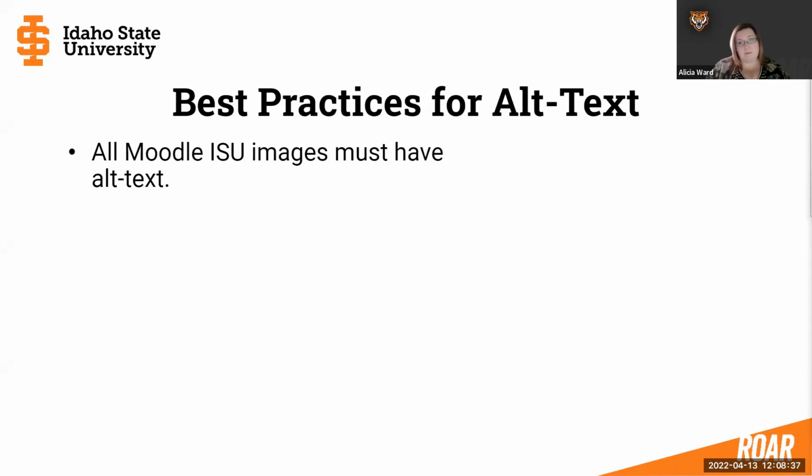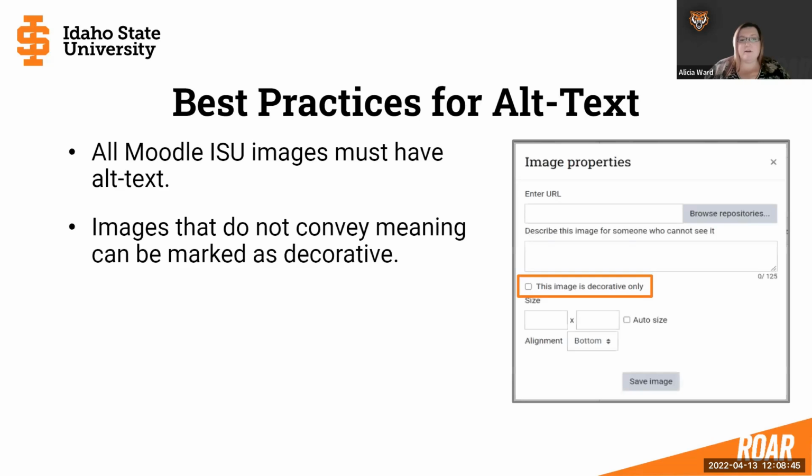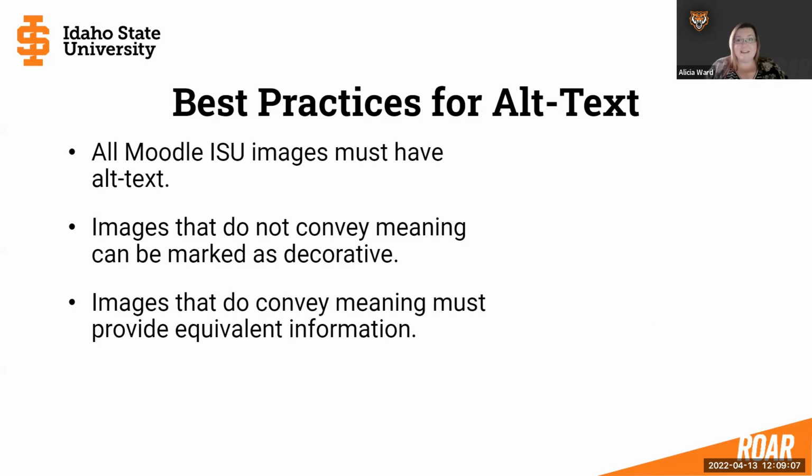First and foremost, all images within Moodle ISU must have alt text, and it's a requirement in the Moodle ISU image properties. If an image does not convey meaning, it can be marked as decorative, which will create what's called null alt text or empty alt text. The image alt text attribute is there, but it's empty, so a screen reader will just skip it completely. The key is to ensure that none of our learners are missing out on instruction. So if an image contains information that all learners must have, it's important to include that information in ways that are accessible for all learners.